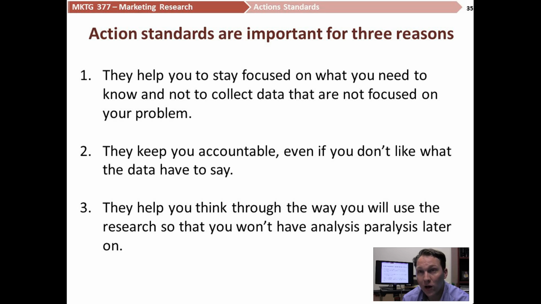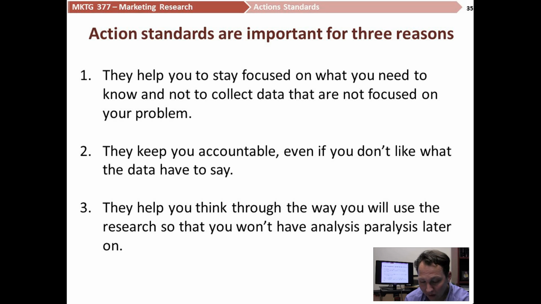Action standards can also help you to stay accountable, especially if you don't like what the data have to say. So if you set good action standards and then you get unfavorable results from your survey, you'll have a plan of how to deal with them, and you'll be accountable to that plan, even if you don't like what the data had to say. And it won't allow you to just easily discard the data and throw it out because it didn't tell you that you were great. Rather, it'll give you a prescribed course of action, and whether or not you follow that action is up to you, but at least you will have taken the step to write it down and have a plan on how you're going to react to the data.